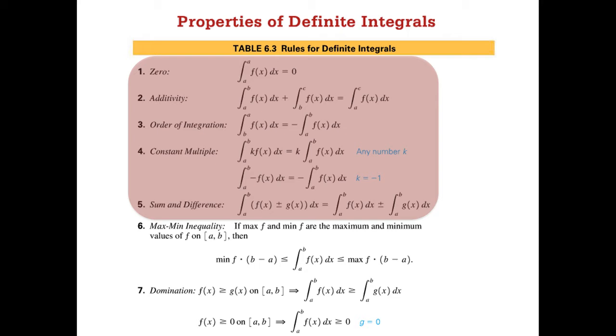So I want to take a moment and just kind of talk about what each of these are telling you, and then I want to demonstrate how they work. Let's look at the first one. So this is the zero property or zero rule for definite integrals.